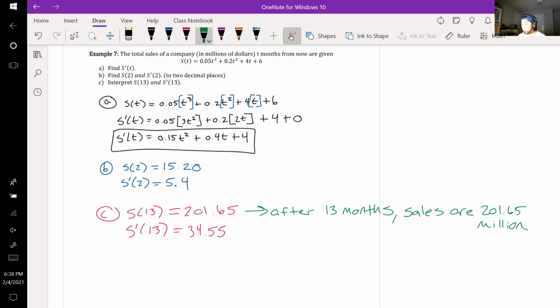Now we need to interpret the next one, the derivative. So this says after 13 months, we get 34.55. So remember what the derivative means. Derivative means slope. So is this a positive number or a negative number? Positive. So this means at 13 months, our money is what? Going up 34 million every month. Right? So I'll just say at 13 months, sales increase by 34.55 million.